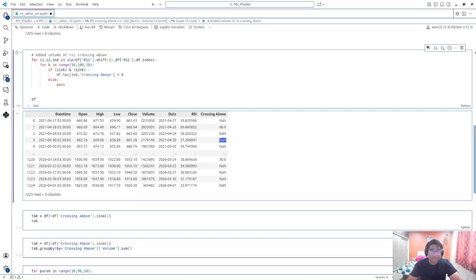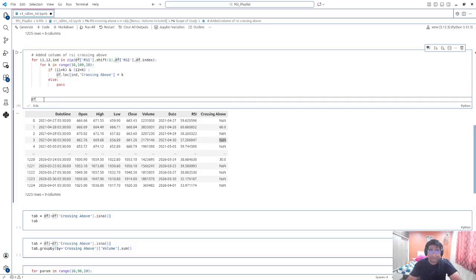Why NaNs? Because for now we have only considered the discrete numbers, that is 10, 20, 30, 40, 50, 60, 70, to avoid noise and over-analysis, and to get a larger bird's-eye view of the market. That's why we have divided RSI into discrete steps, multiples of ten.